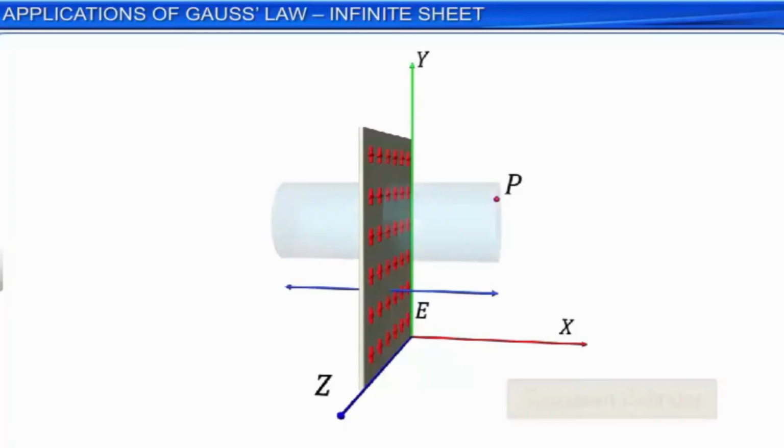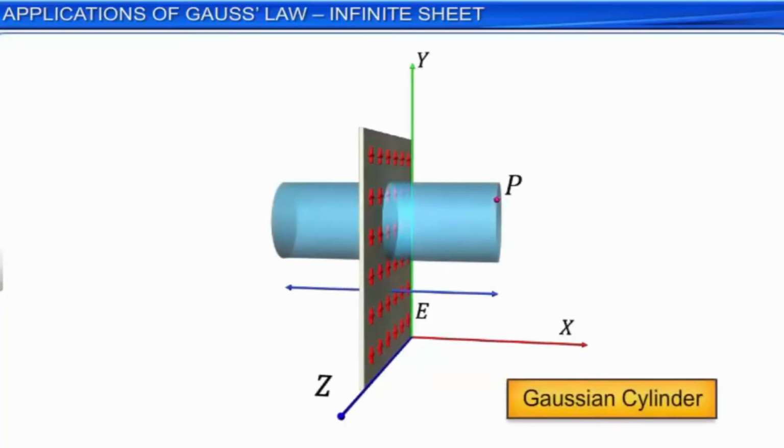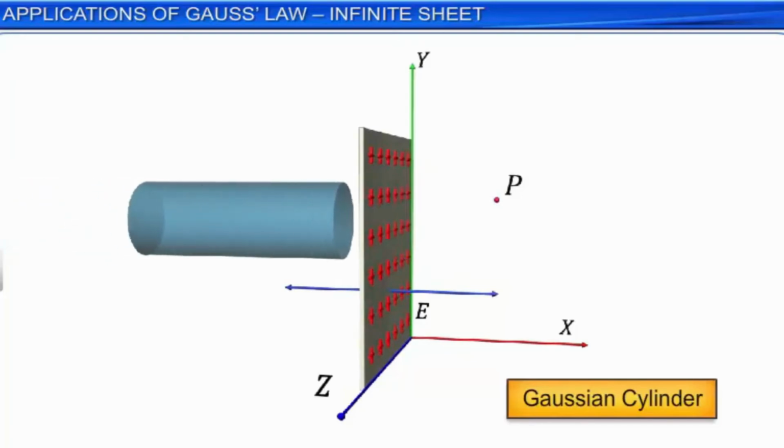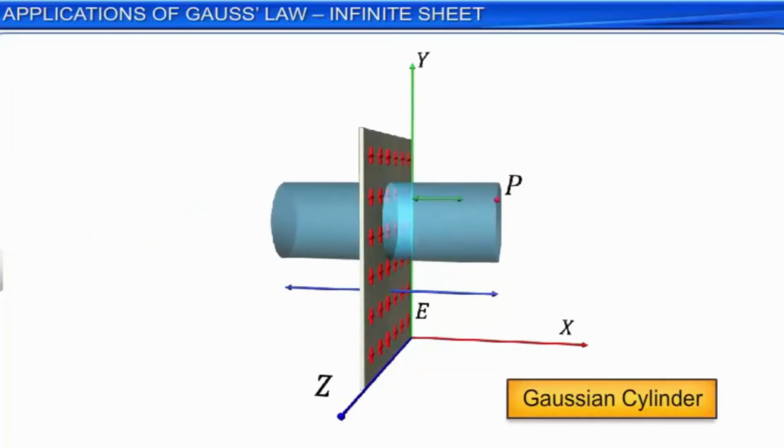consider a Gaussian cylinder, one of the plane faces of which passes through P, and as such, the plane face is parallel to the plane of the sheet of charge. The point P is at a distance x from the sheet of charge. The point P lies on the circular surface of the Gaussian cylinder.